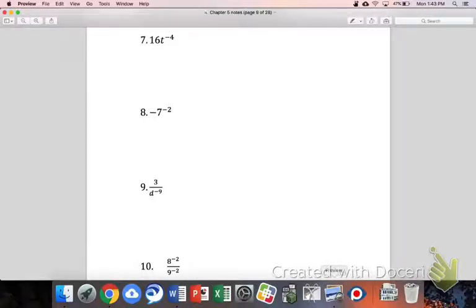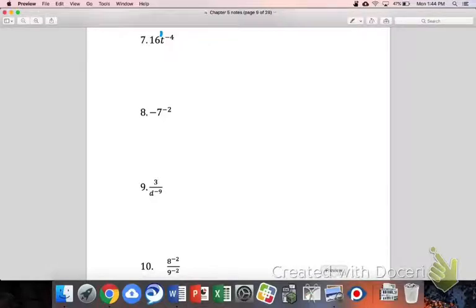So with a question like number 7, how many bases are there in number 7? 2. There are 2 different bases. The first one is 16. What is the exponent on the 16? 1. Agreed. And the other base is that t. The exponent on the t is negative.